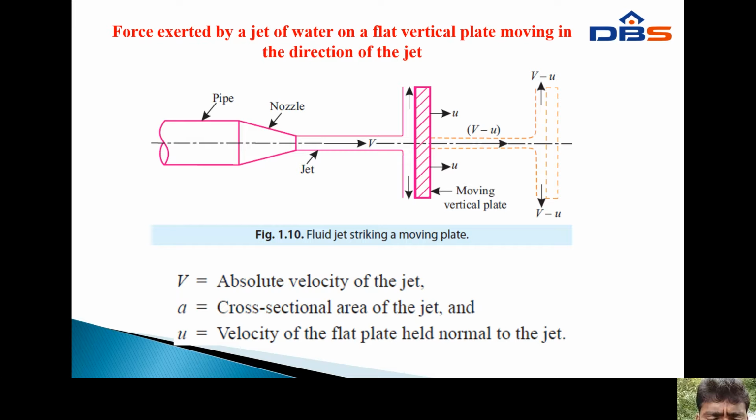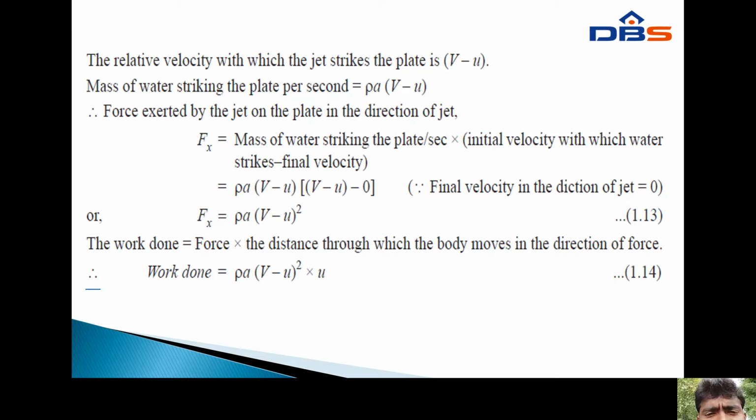In this diagram, V equals the absolute velocity of the jet. A equals the cross-sectional area of the jet. U equals the velocity of the flat plate held normal to the jet. Next, the relative velocity with which the jet strikes the plate is V minus U, where V is the jet velocity and U is the plate velocity.